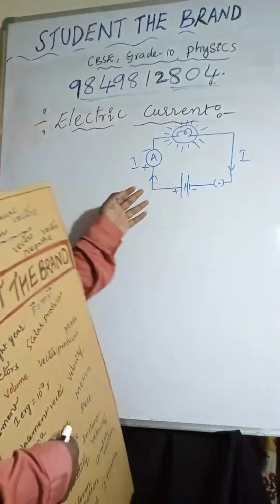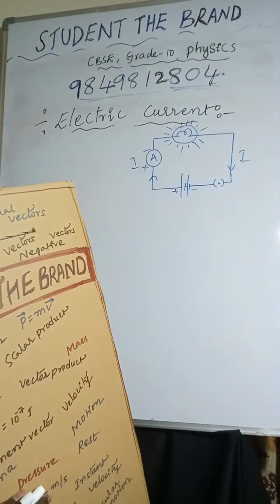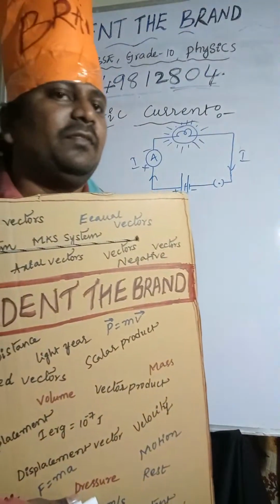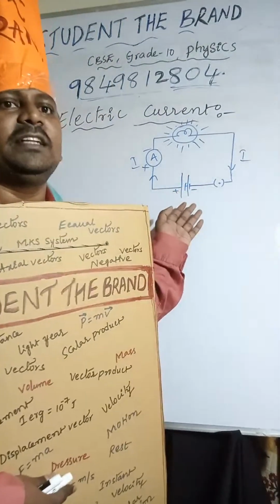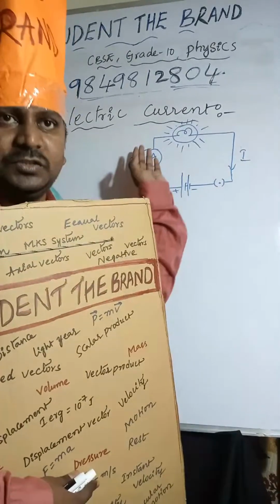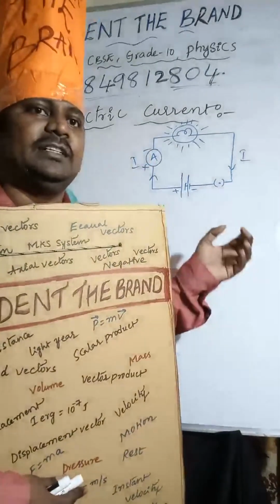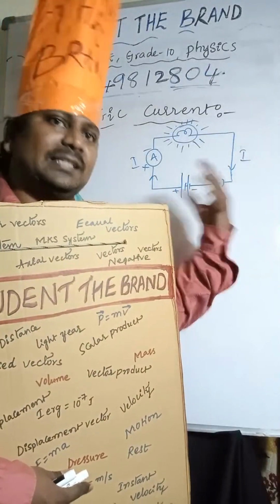So here we have to discuss two points: conventional current and electric current. Conventional current is nothing but the flow of positive charges. Flow of electrons is known as electric current.